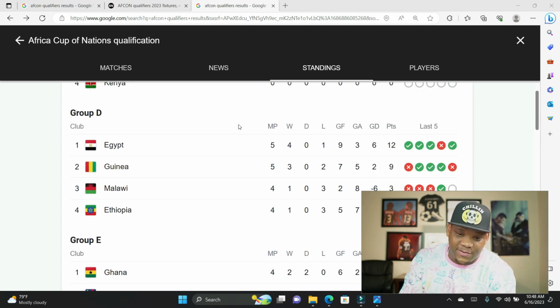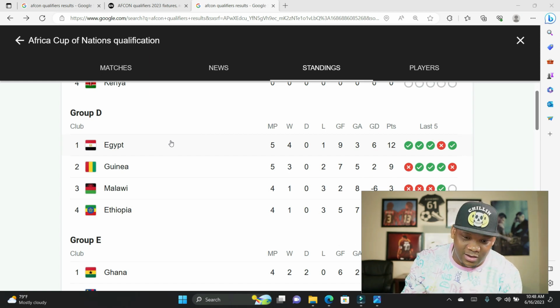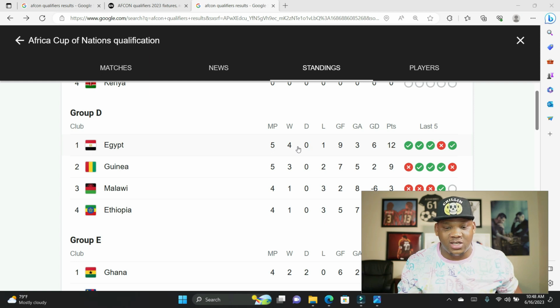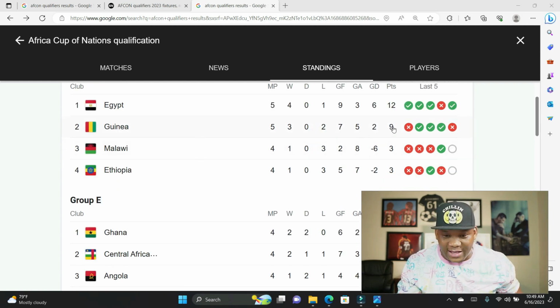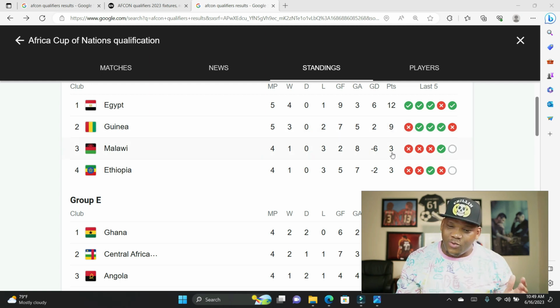Group D, Egypt is already qualified. It's one of the teams that already secured their spot in the African Cup of Nations. They have 12 points. Guinea is almost qualified as well. They only need pretty much a draw, but seeing the way things are going, they're going to get qualified, unless something major happens and they drop the ball. Guinea is going to make it. They have 9 points. They just need a draw to make it through to the next phase.